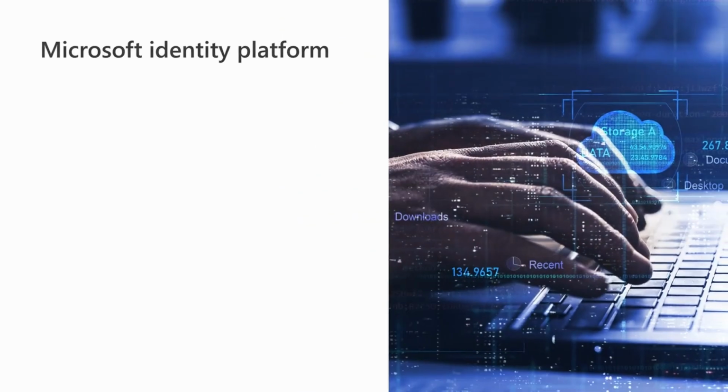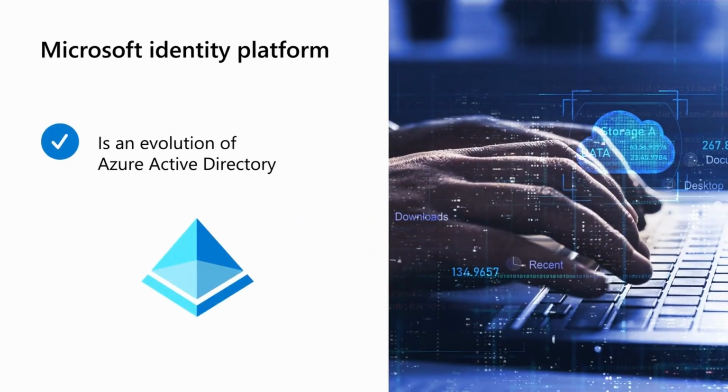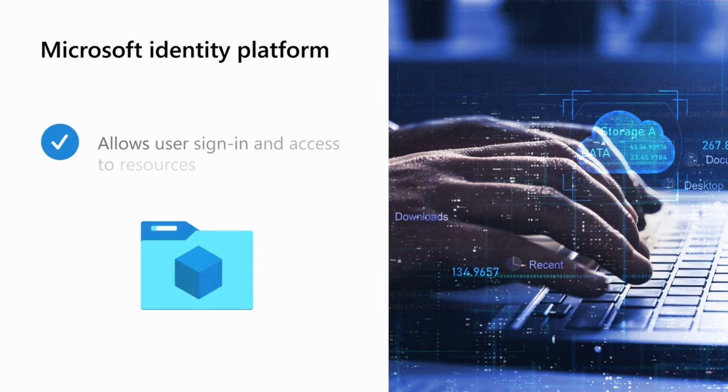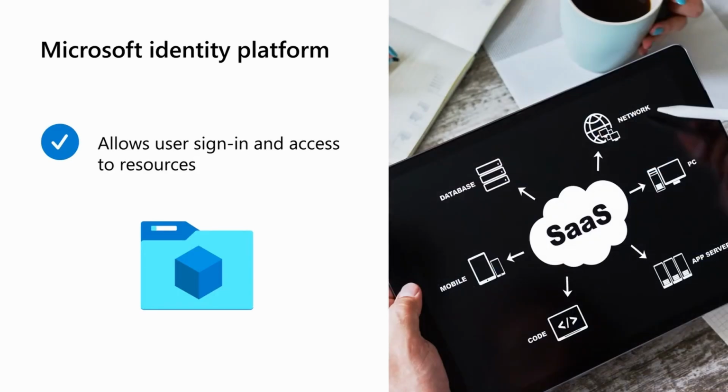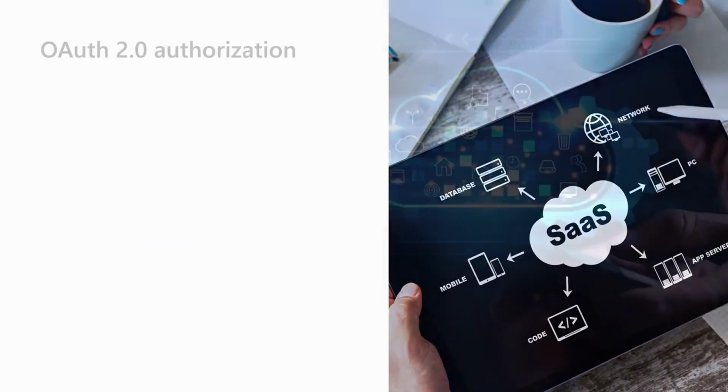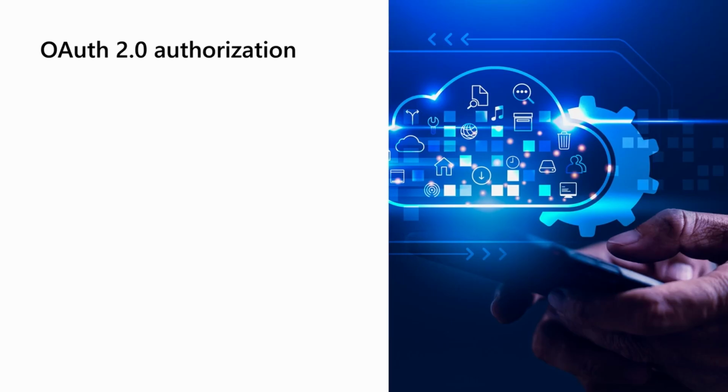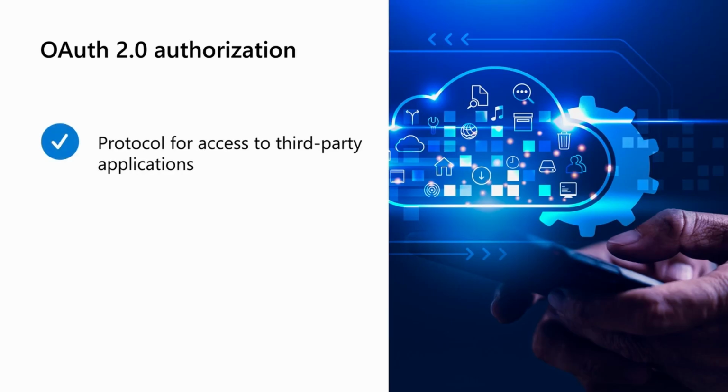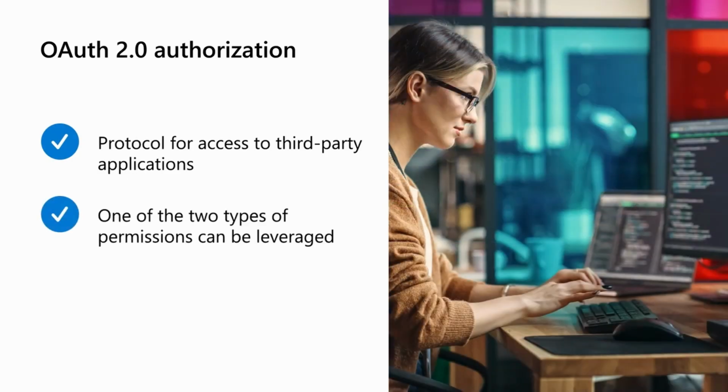The Microsoft Identity Platform is an evolution of the Azure Active Directory, frequently referred to as Azure AD, developer platform. It allows developers to build applications that sign in users and access resources in external Microsoft applications, other software as a service, also known as SaaS, applications, and internal resources. The Microsoft Identity Platform implements the OAuth 2.0 authorization protocol. This protocol is a method in which a third-party application can access web-hosted resources on behalf of a user. Developers can leverage one of two types of permissions depending on the application.